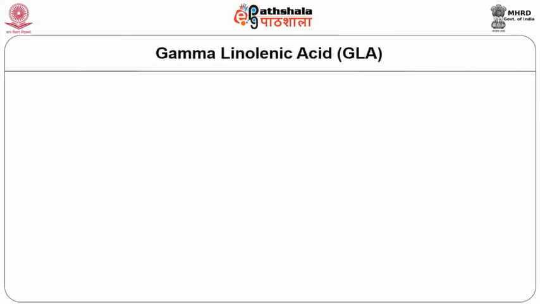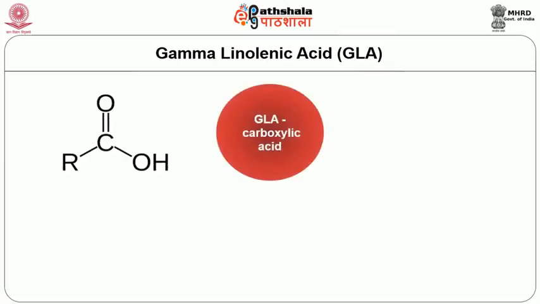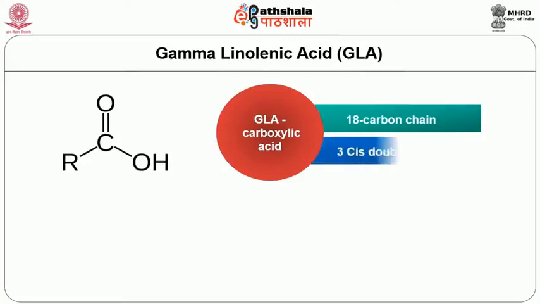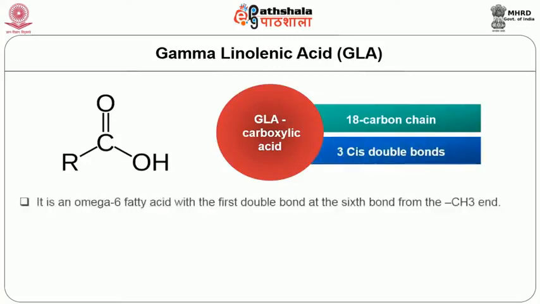So now we look into gamma linolenic acid. So far we were talking about conjugated linoleic acid. Now we are talking about gamma linolenic acid. There should be a difference, which I have shown you. Gamma linolenic acid is a carboxylic acid with an 18 carbon chain and 3 cis double bonds. It is an omega 6 fatty acid with the first double bond at the 6th bond from the methyl end. If you look at the structure, you could read from the methyl end.